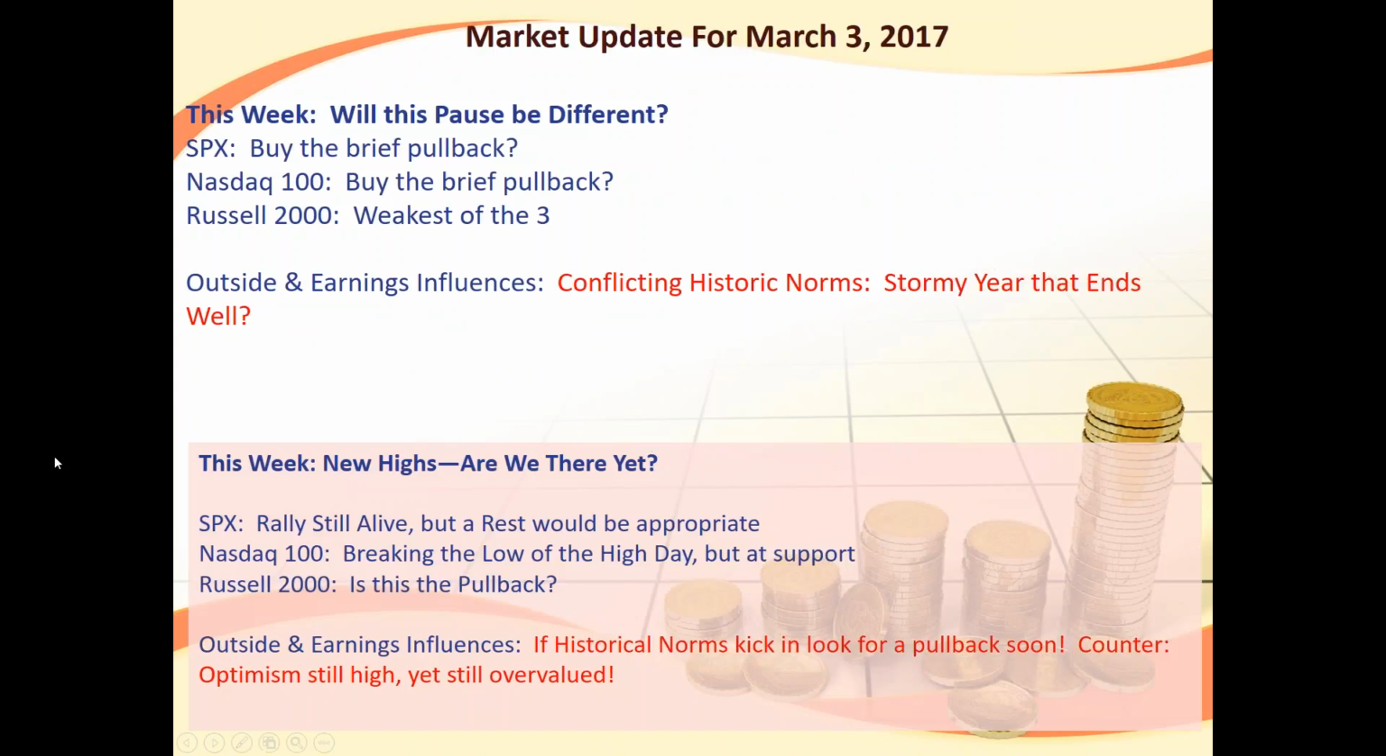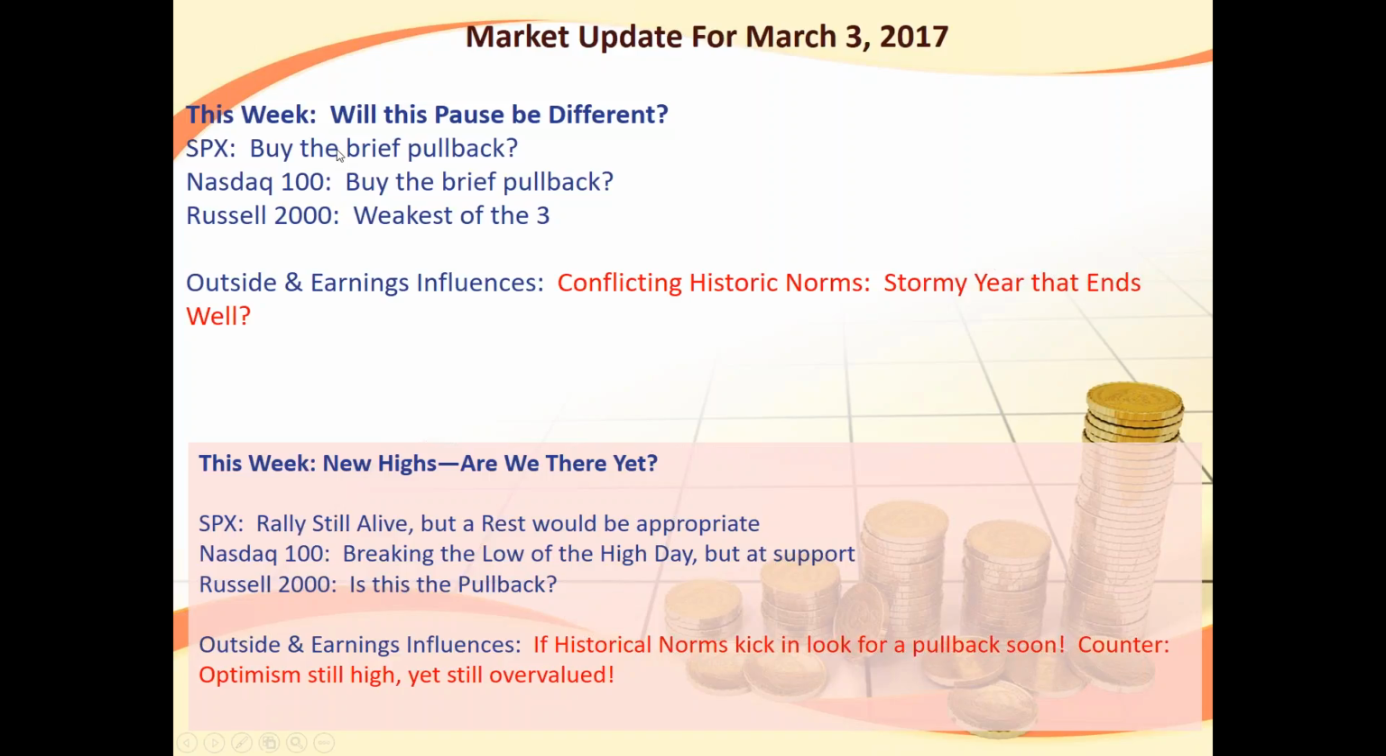And so this week in the market, will this pause be different? We've seen a couple of different pauses over the last few months since we got into the Trump rally, but they were basically just pullbacks to the 8 or the 20-day moving average, and then the market got back in gear and rebounded from that. So we had very short pullback periods. Will it be different this time? Will we get a more significant pullback? We're going to have to wait and see.